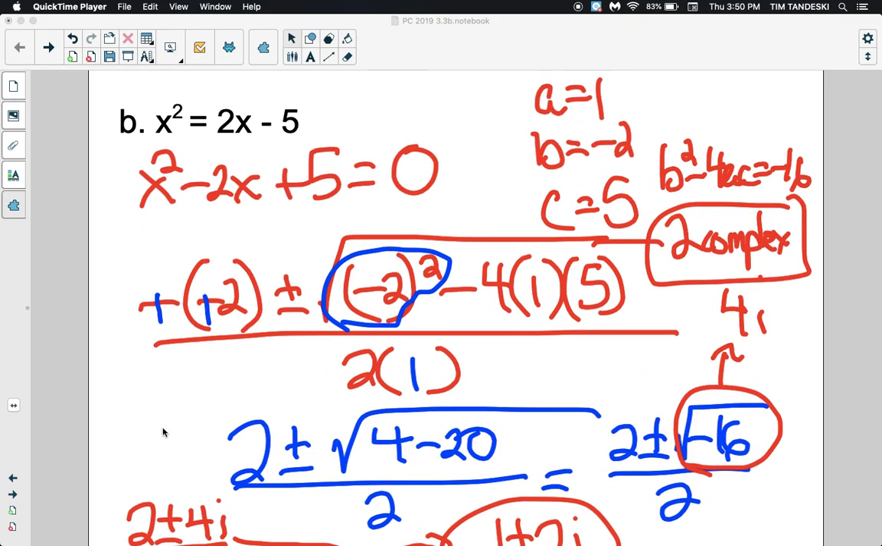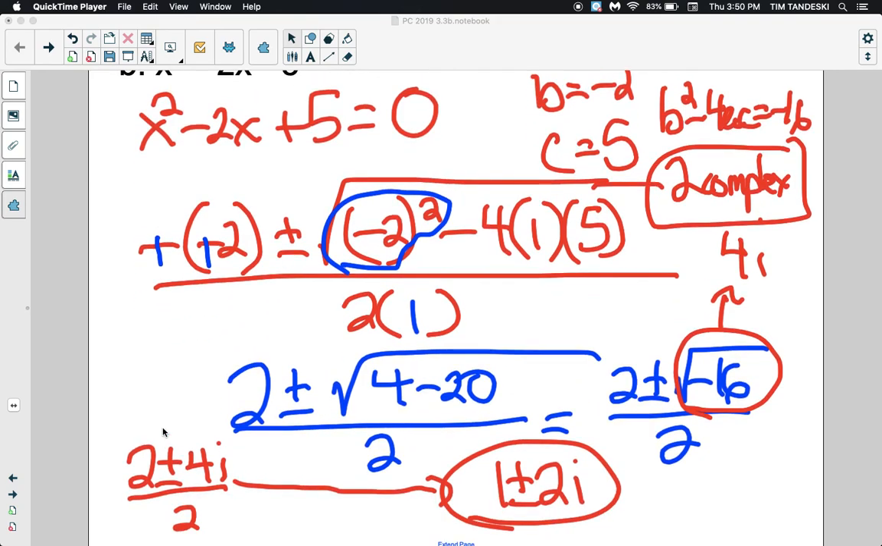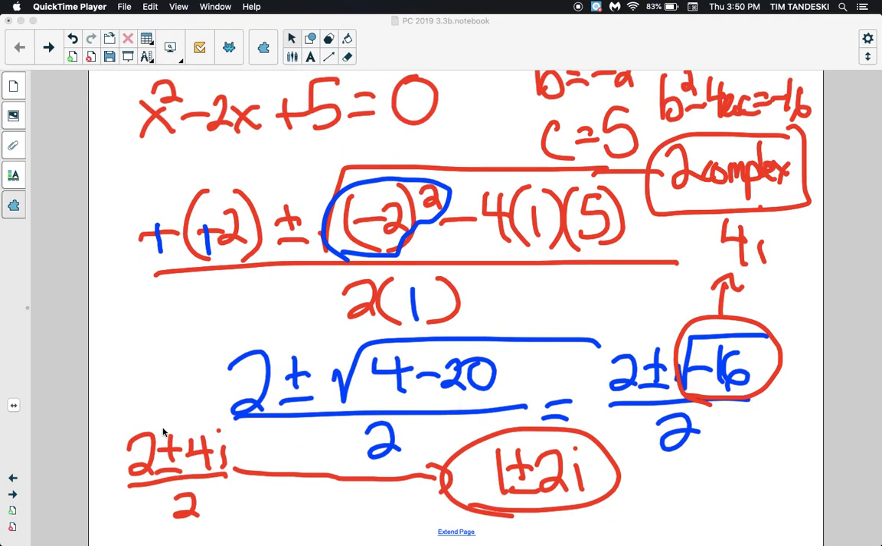All right, that is lesson 3.3, part B, solving equations by completing the square and the quadratic formula, and that's it.